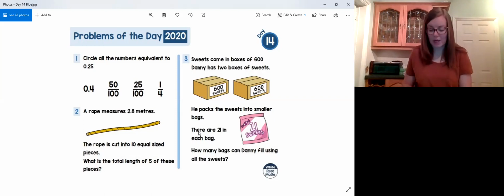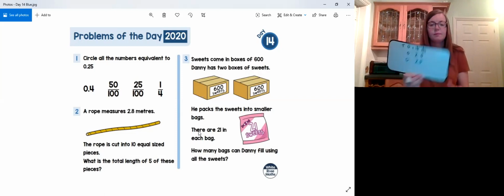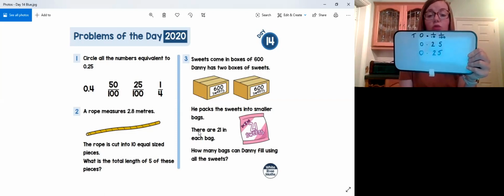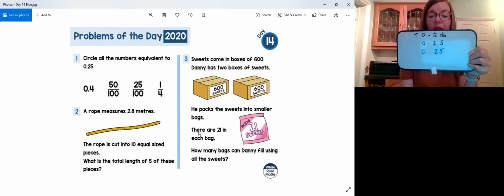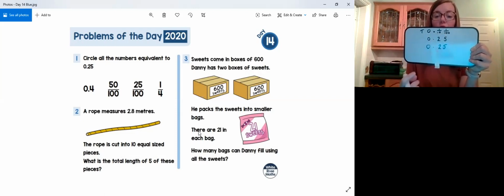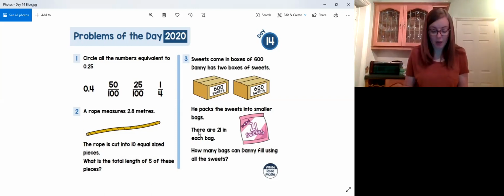Okay, 25 hundredths. So if I write that out in the right place, we can see here that we do have a match. So 25 hundredths is the same as 0.25 because we can see our columns. Now the last one we have is 1/4.